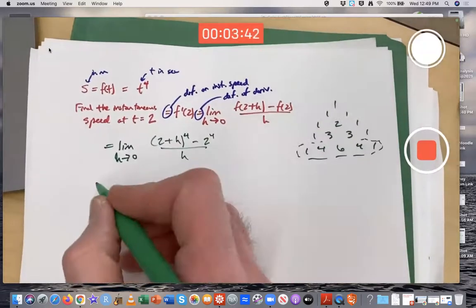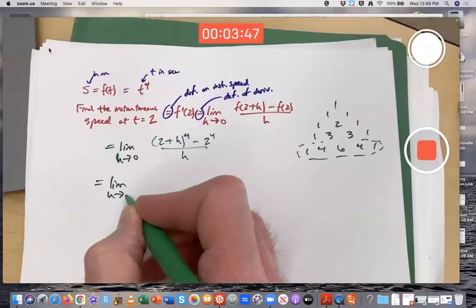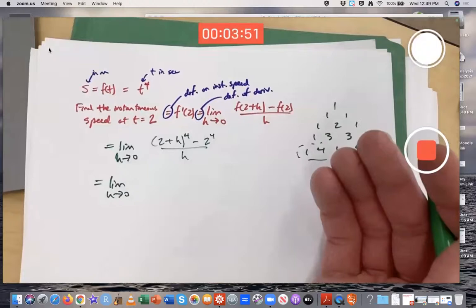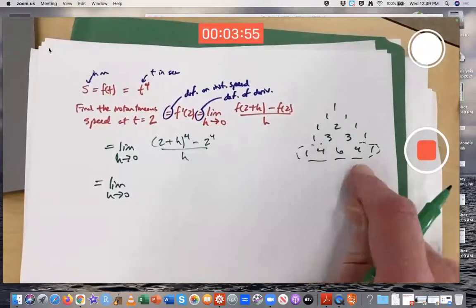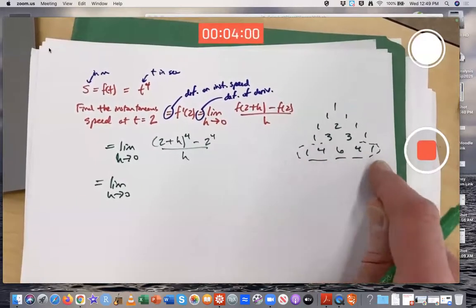But now we need to expand that (2 plus h) to the fourth power, and the answer is not 2 to the fourth plus h to the fourth. That would be a mistake. That's not what you get when you expand a binomial. We need to use this row of Pascal's triangle: 1, 4, 6, 4, and 1 as the coefficients.